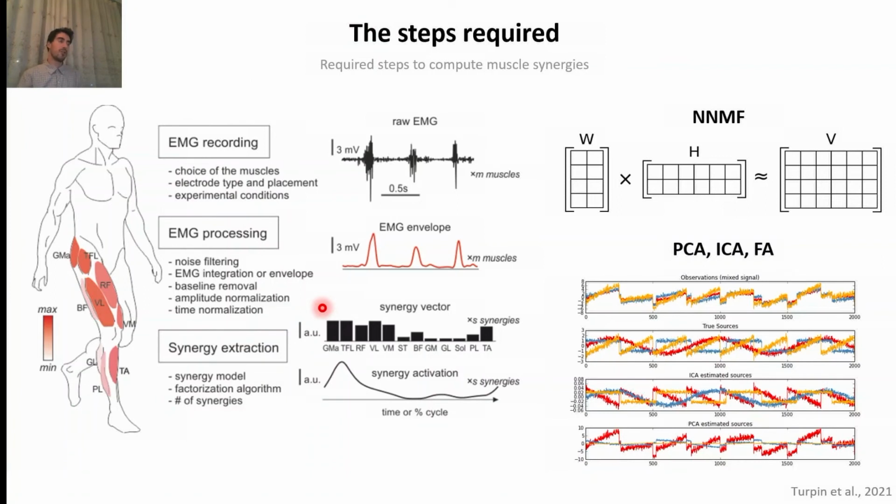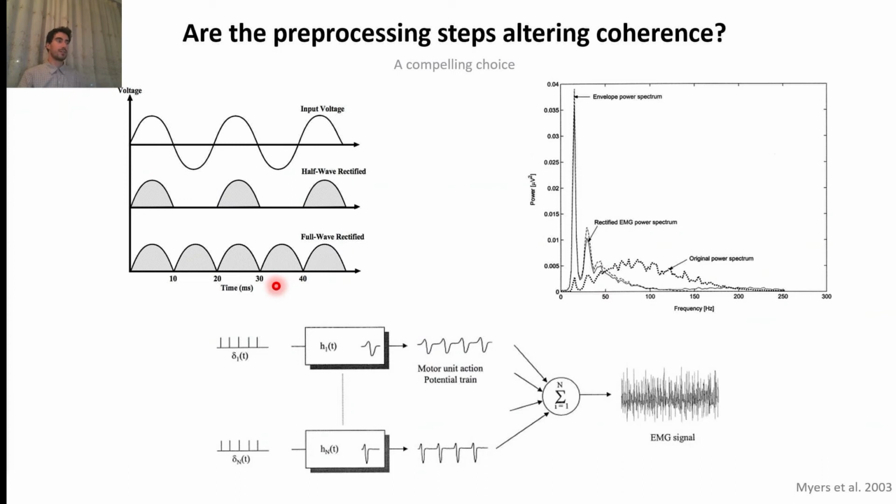Because we actually don't know at which step we should stop and calculate cortico-muscular coherence or not. And for instance, there are a few works in literature that do a full wave rectification before actually computing the coherence calculation. But this is kind of an open topic still. What is full wave rectification? It's just taking the absolute value of the signal that you have.